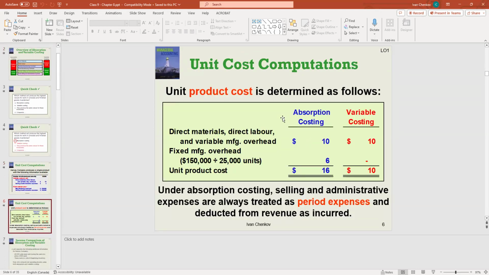So what will be the product cost under the absorption costing? Absorption is going to take the $10, same as the variable costing, and absorb the fixed manufacturing overhead per unit, which is equal to $6. We calculate it by the total fixed manufacturing overhead divided by the number of units that we produce during the period. And for that reason, absorption costing is going to give us a product cost of $16, and variable costing is going to give us a cost of the product of only $10.